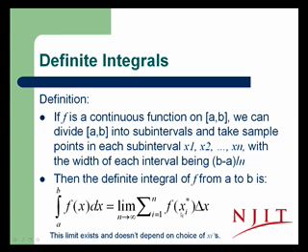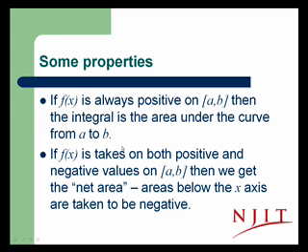So what we're saying is that if we divide an interval up into tiny pieces and we consider the area under the curve as being approximated by rectangles in those subintervals, we can add up the areas of those rectangles, and in the limit, as the number of rectangles goes to infinity, we get the area under the curve, or the definite integral.